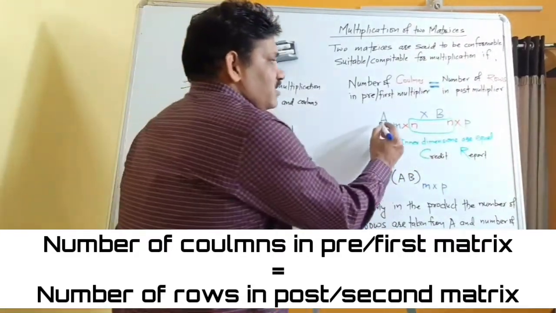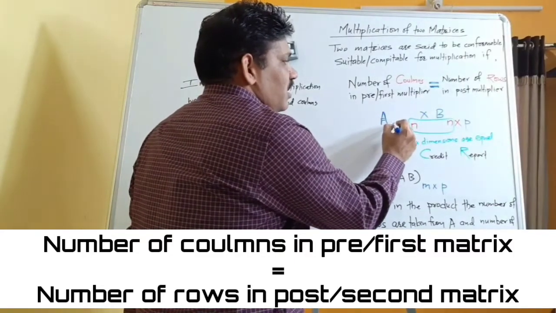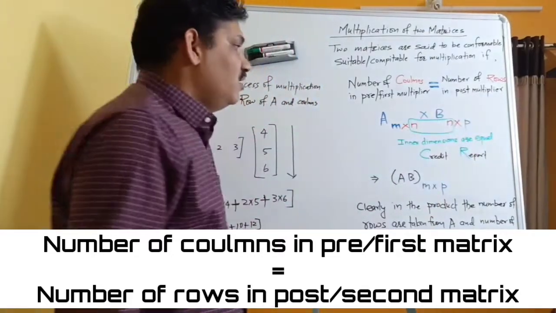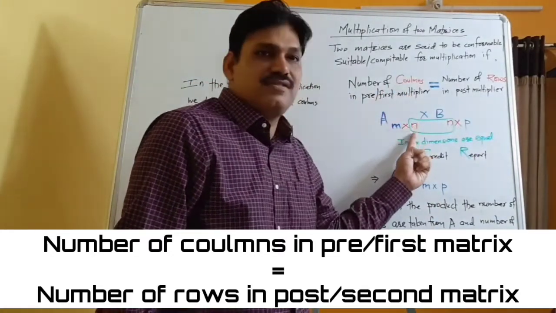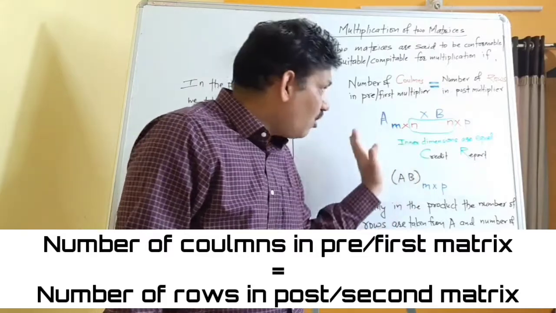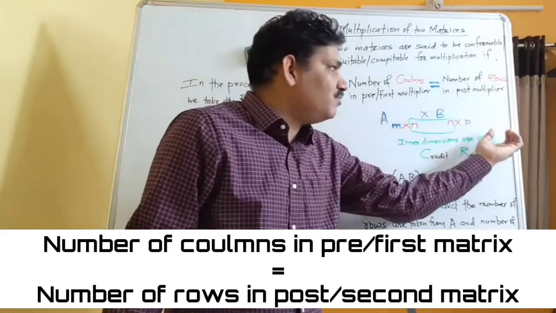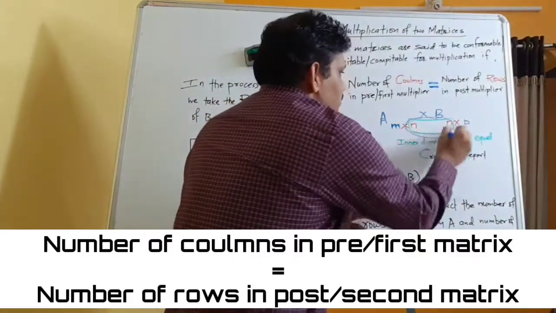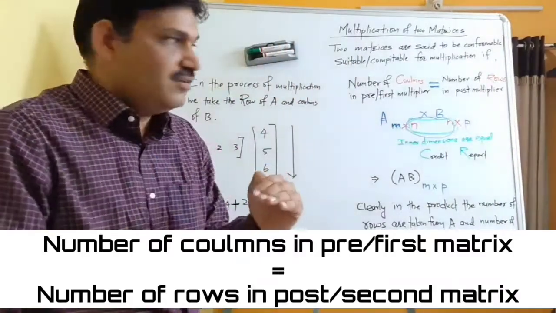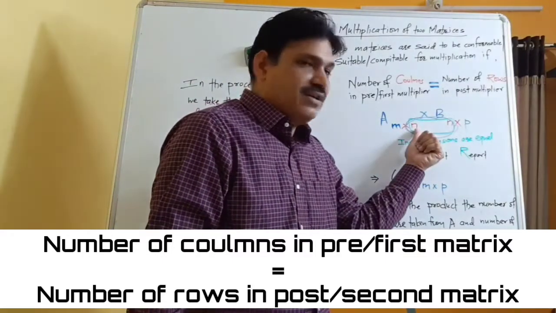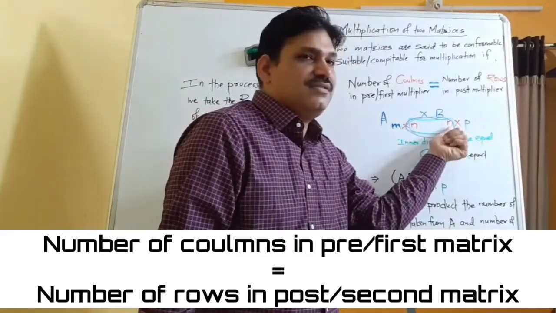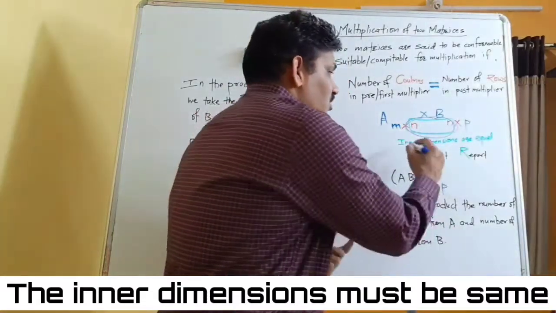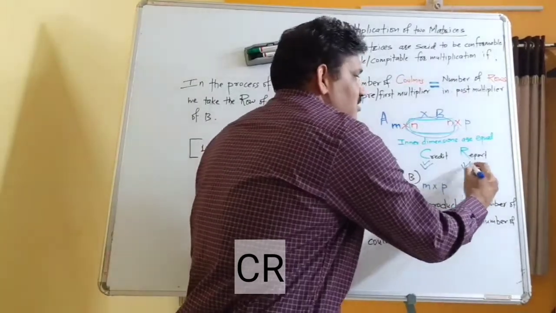So if I have a matrix A whose order is m by n and matrix B whose order is n by p, then the number of columns in the first must be equal to the number of rows in the second. That is, the inner dimensions must match. Where the first ends, n, the second must start from there. The inner dimensions are equal. That is, the columns in first and rows in second.